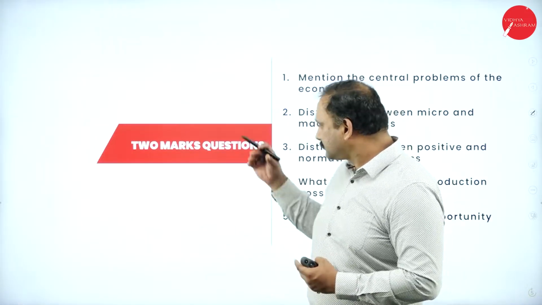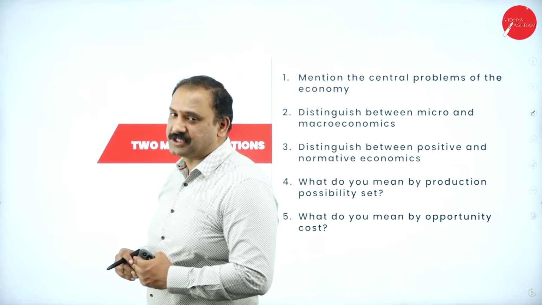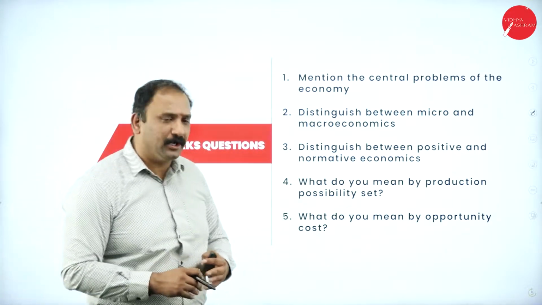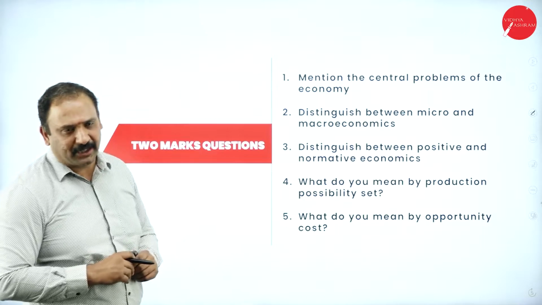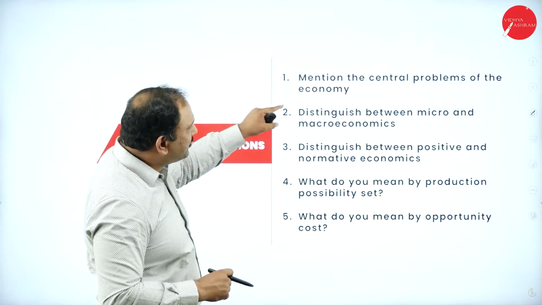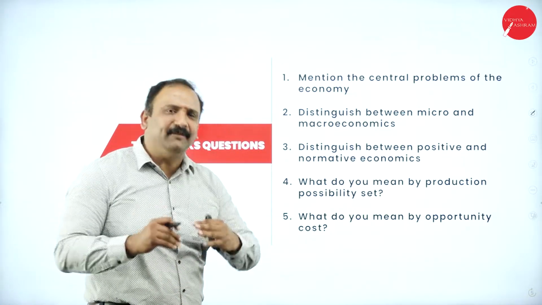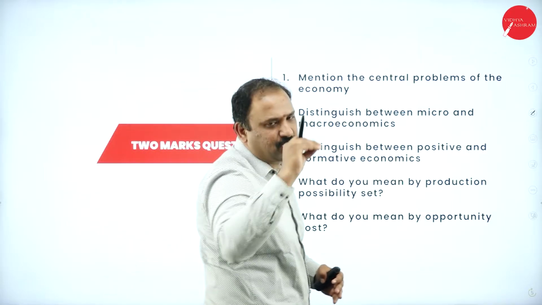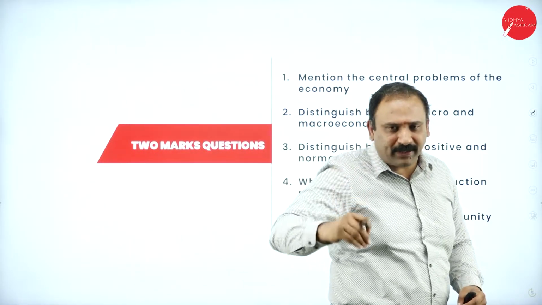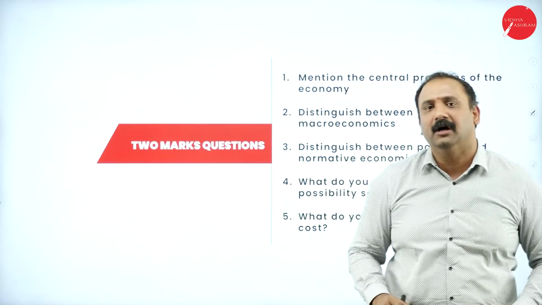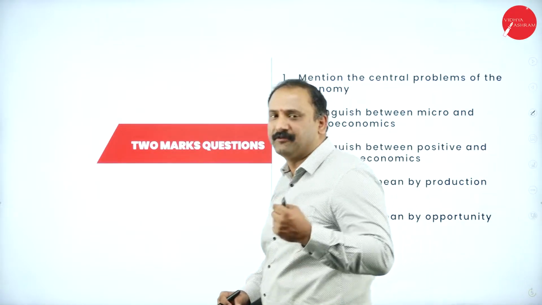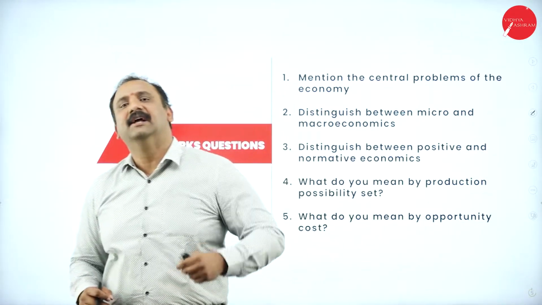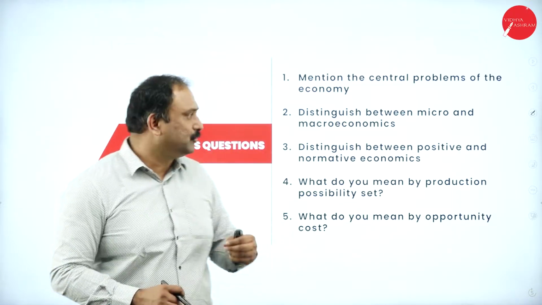Followed by the 2-mark questions, which are very, very important in this chapter. What are the kind of 2-mark questions that you can expect? Again, the central problems of the economy, a very simple and basic question that you can expect from this chapter. How to produce, what to produce, and for whom to produce. That is the basic problem that we have to define here.